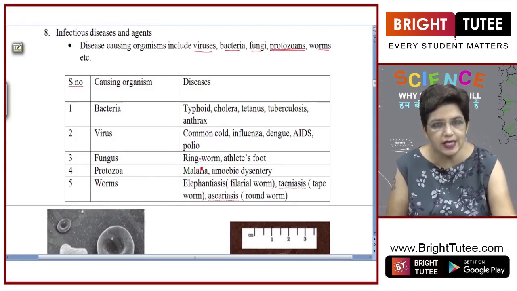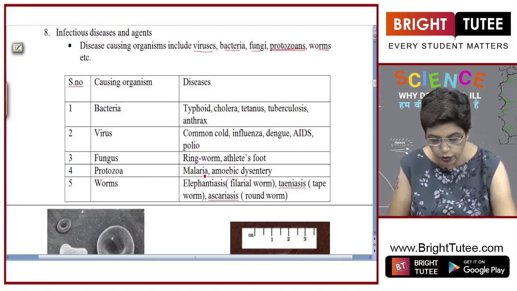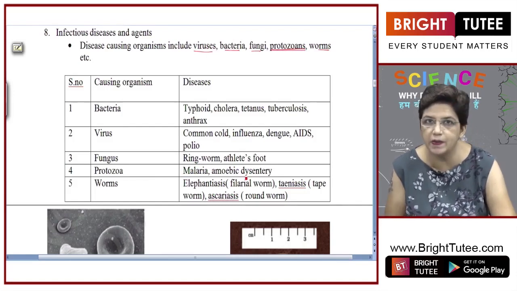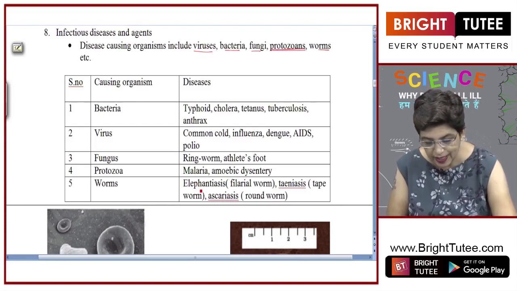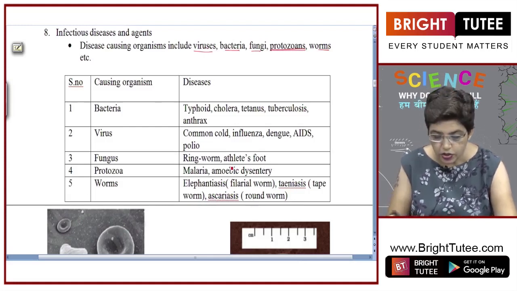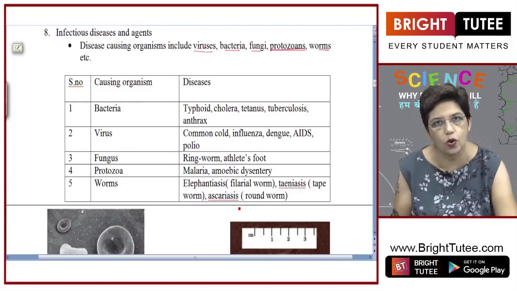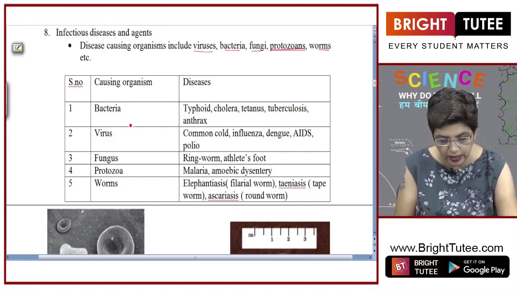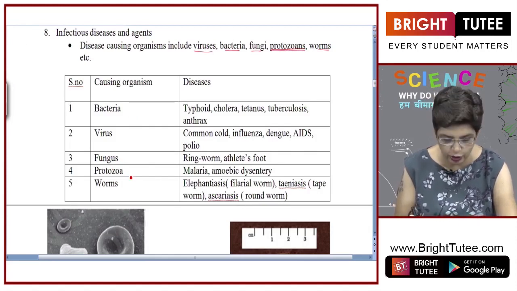Fungus: some skin diseases like ringworm or athlete's foot are caused by fungus. Protozoa, like malaria and amoebic dysentery, are caused by protozoans. And lastly, worms: elephantiasis caused by filarial worm, taeniasis caused by tapeworm, and ascariasis caused by roundworm. So these are certain disease causing organisms and examples of a few diseases caused by them. All these organisms can cause what we call infectious diseases.